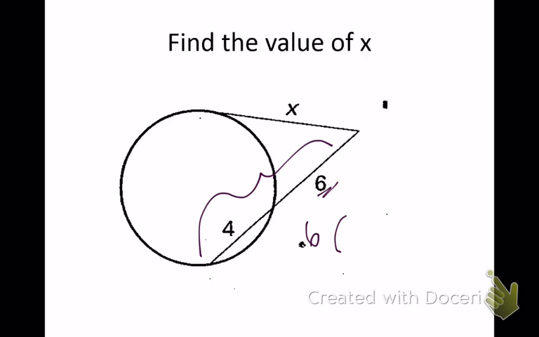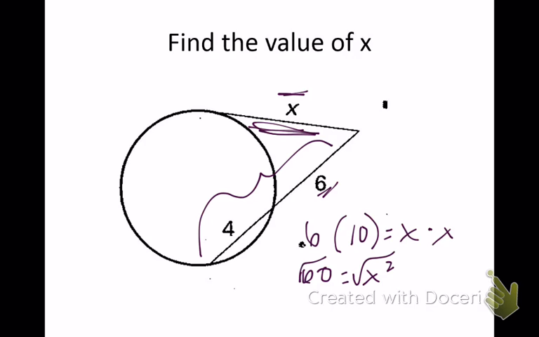Make that better. It's equal to the outside piece, which is x, times the whole thing, which is x again. So just multiply by x again. So you get 60 equals x squared, square root, and x ends up being 2 square root of 15. Okay, and that's it.